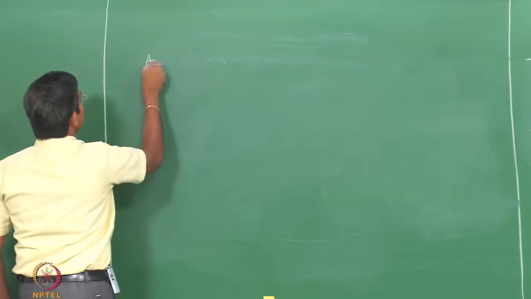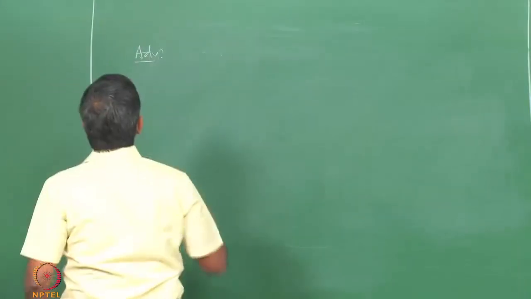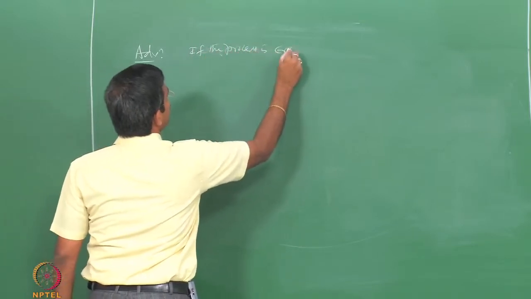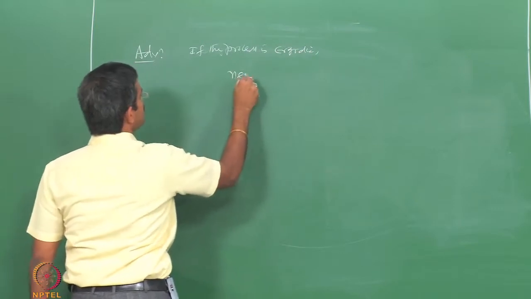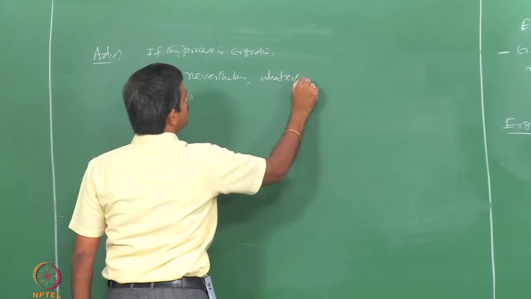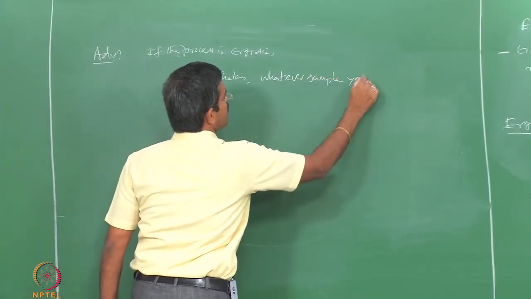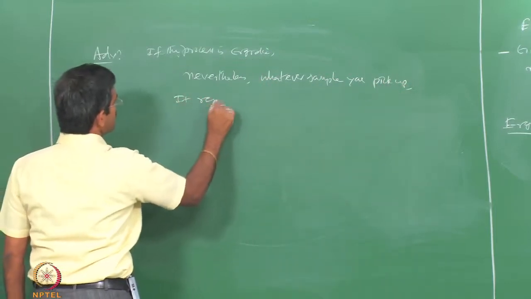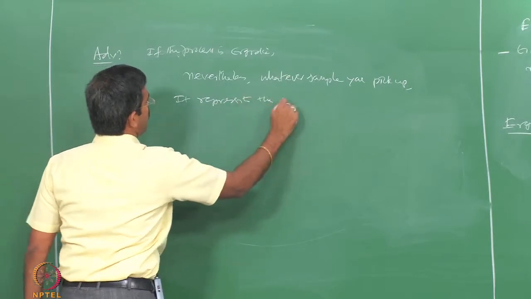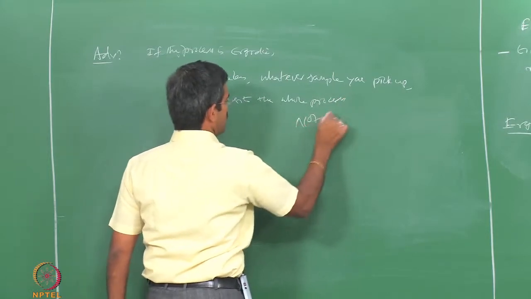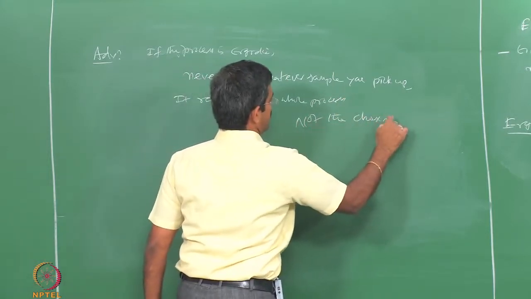So, what is the advantage of being ergodic? Now, what is the advantage if the process remains ergodic? If the process is ergodic, whatever sample you pick up, it represents the whole process, not the chosen section. That is important.